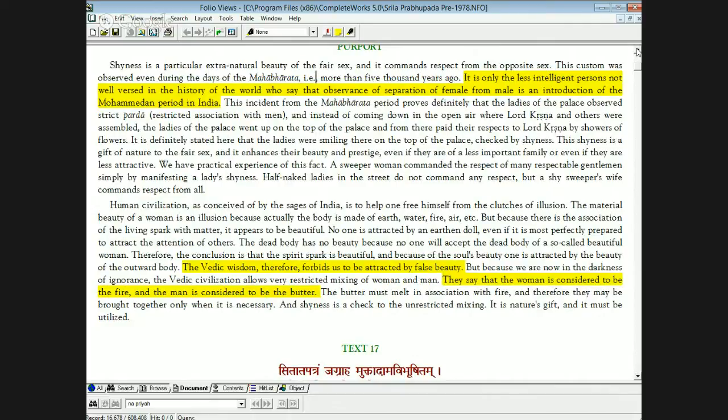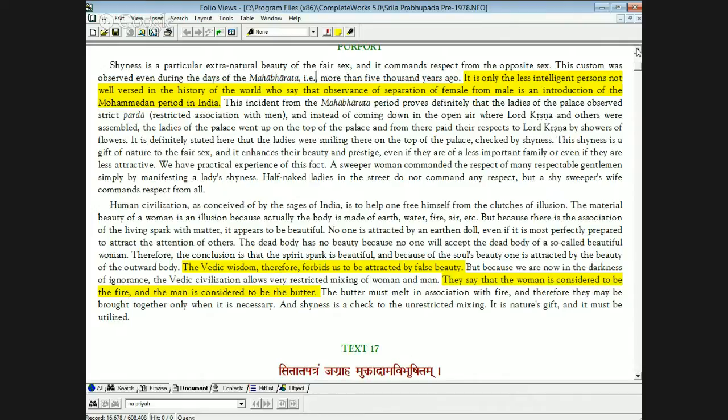This incident from the Mahabharata period proves definitely that the ladies of the palace observed strict parada, that is restricted association with men. Instead of coming down in the open air where Lord Krishna and others were assembled, the ladies of the palace went up on the top of the palace and from there paid their respects to Lord Krishna by a shower of flowers. It is definitely stated here that the ladies were smiling there on the top of the palace, checked by shyness.